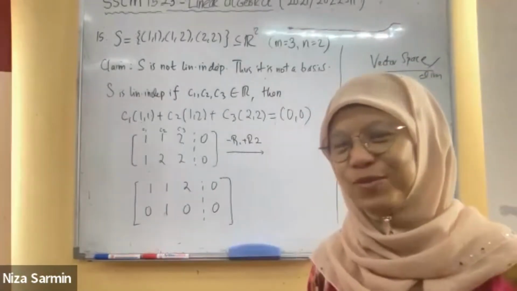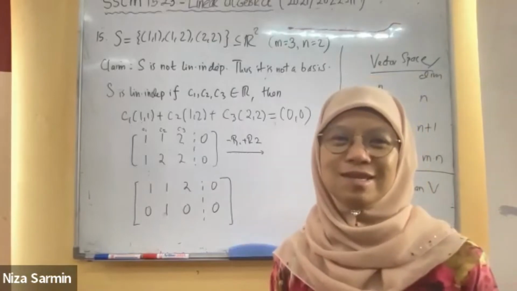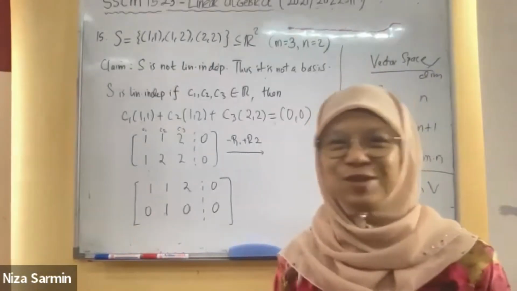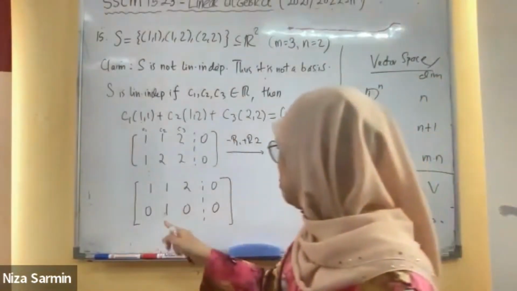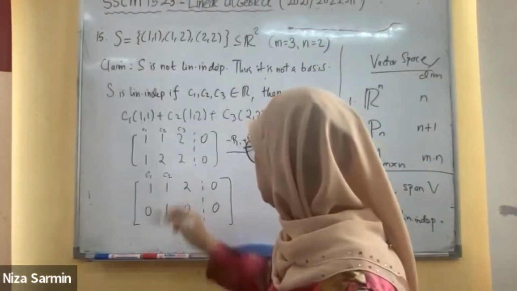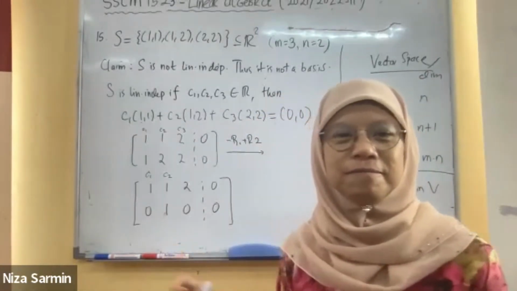Homogeneous, go back to chapter 2, and the answer must be unique or many solutions. There is no such thing as no solution. So this is C1, this is C2. What happened to C3? Yeah, Eugene, what's your question?